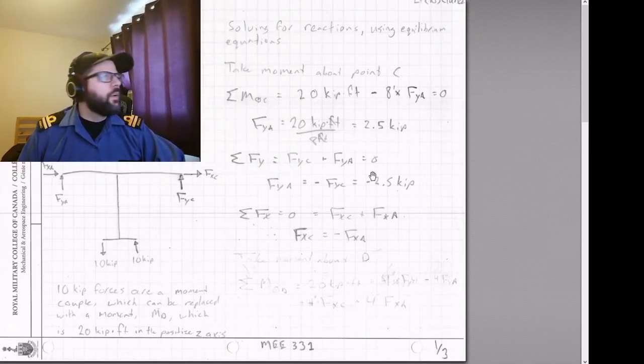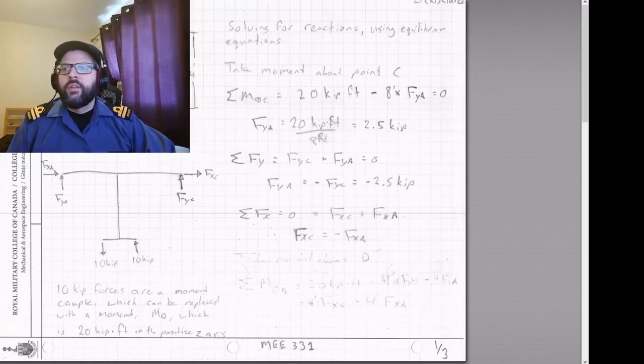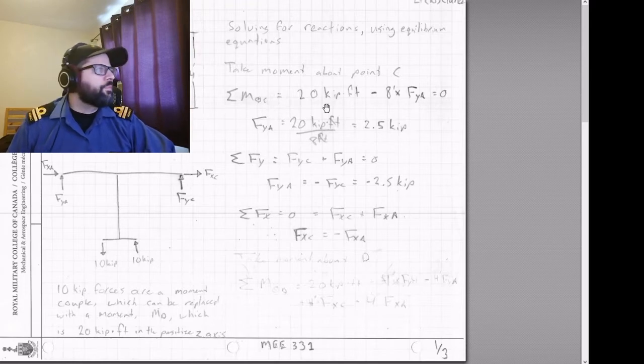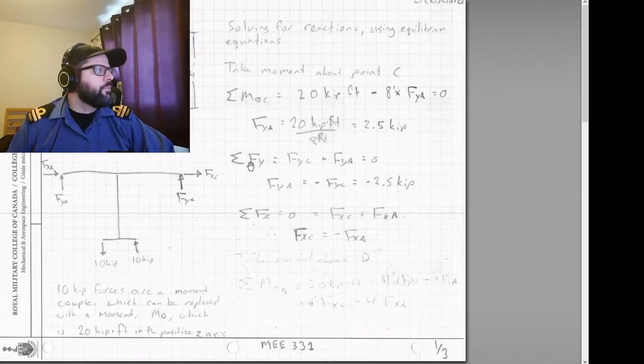So moving on, I'll solve for our reactions using our equilibrium equations. First, I'm going to take a moment about the point C, the corner right here. The sum of our moments: we have the 20 kip feet we started with, and the only other force on this diagram that will cause a moment about C is our FYA, because the lines of action for all the others pass through the point C. So all those others are zero.